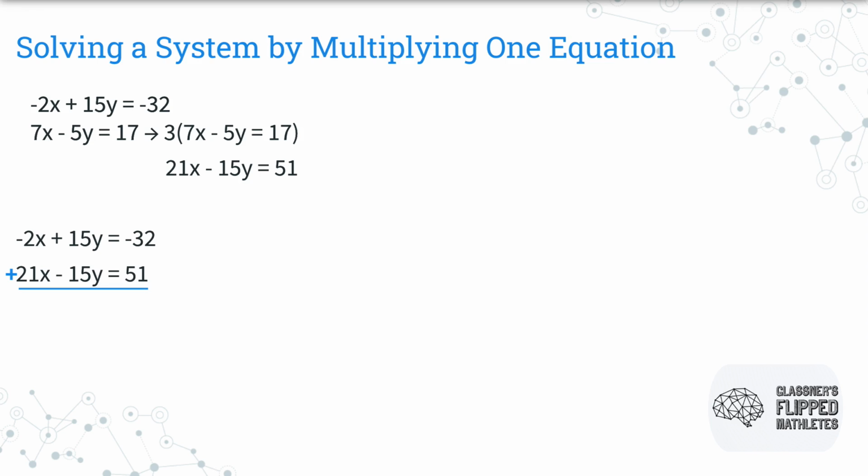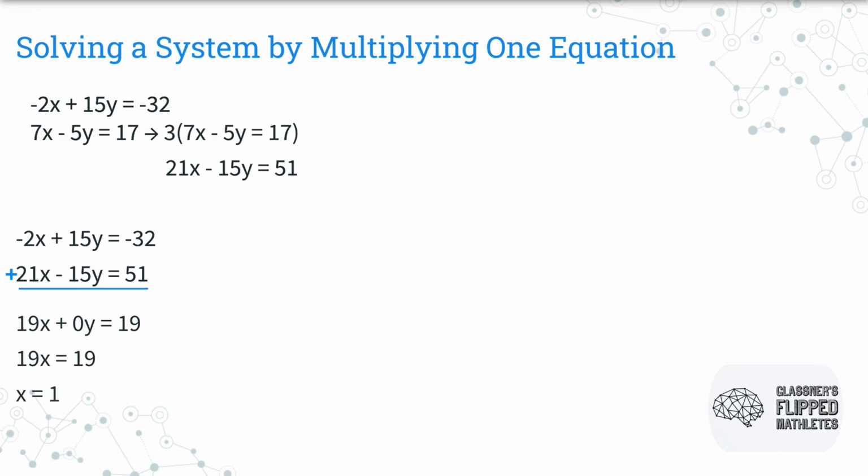And negative 2x plus 21x gives us 19x. 15y plus negative 15y equals 0y. And negative 32 plus 51 equals 19. 0y is 0, so 19x equals 19 then. Divide by 19, x is equal to 1.